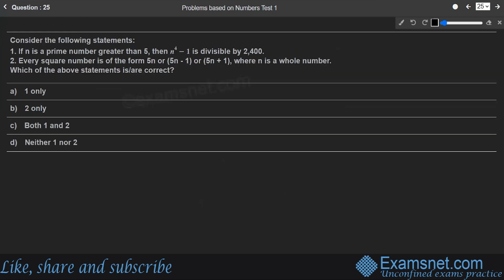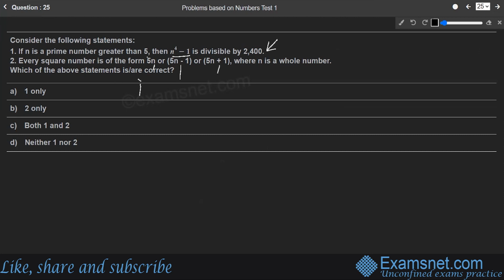Now, consider the following statements. If n is a prime number greater than 5, then n to the power 4 minus 1 is divisible by 2400. And the second statement says every square number is of the form 5n or 5n minus 1 or 5n plus 1, where n is a whole number. Which of the above statements is or are correct? So clearly we need to verify whether the statements are correct or not.